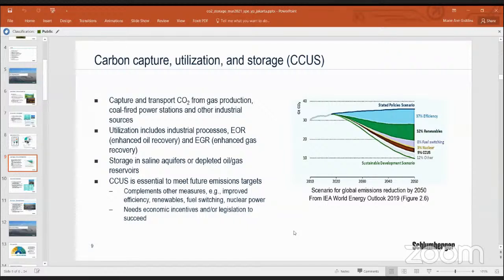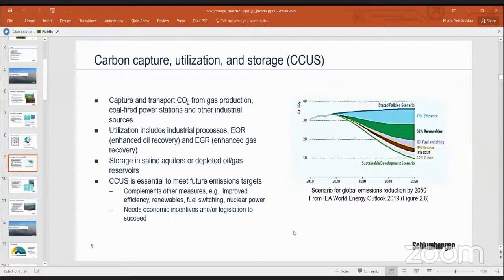For example, a gas production process, a power station, or some other industrial source can emit CO2. If you can capture it at the point where it's being emitted and then either use it for another process or store it, then we can be aiming to reduce the amount of CO2 in the climate. Utilisation can include other industrial processes, and may also include enhanced oil recovery or enhanced gas recovery. Storage underground can be in saline aquifers or depleted hydrocarbon reservoirs.